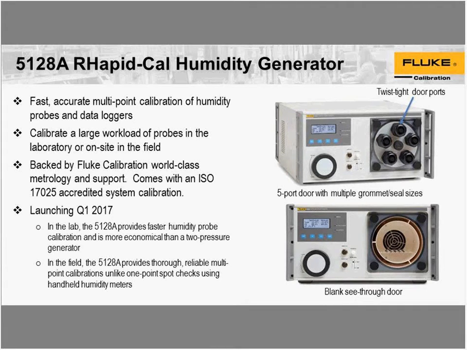So some things to look at here: the door has some twist-tight door ports to help create good seals. There are different size grommets available for different diameter sensors. This is critical for any humidity measurement. You cannot let ambient air get mixed into the chamber. So whether you're using a two-pressure humidity generator or a mixed flow, one of the most important parts of the system is the seal between ambient air or outside and the air inside the chamber.